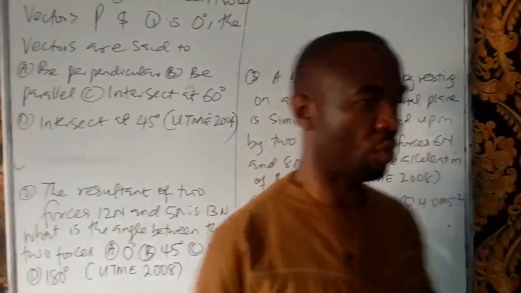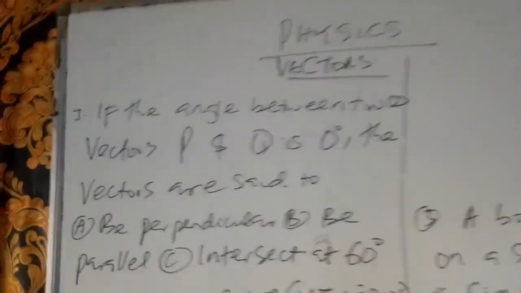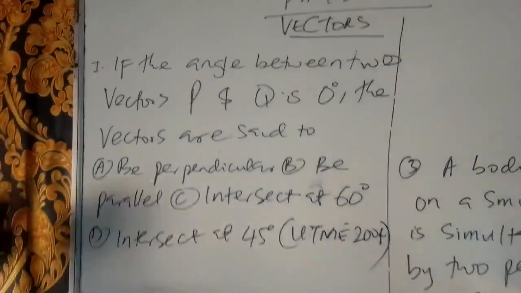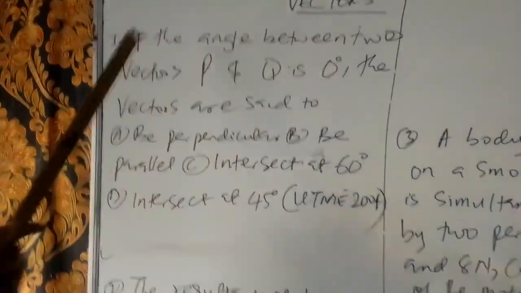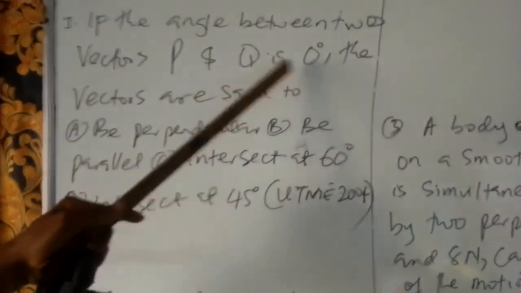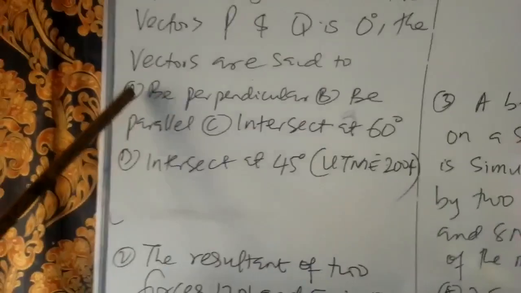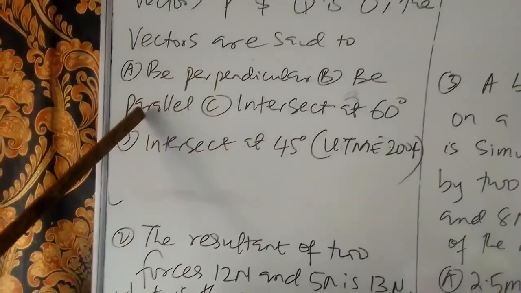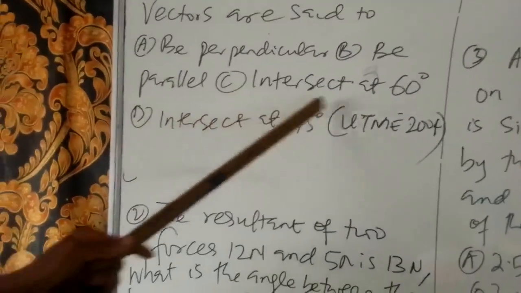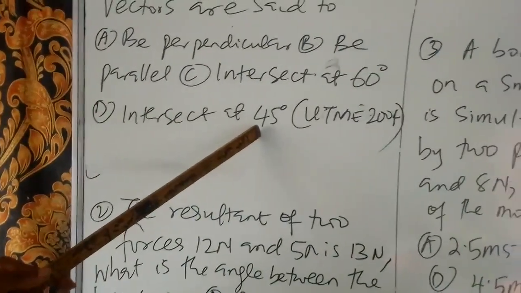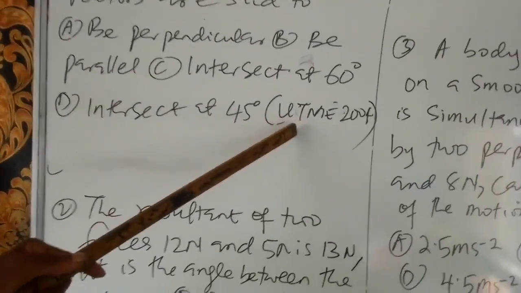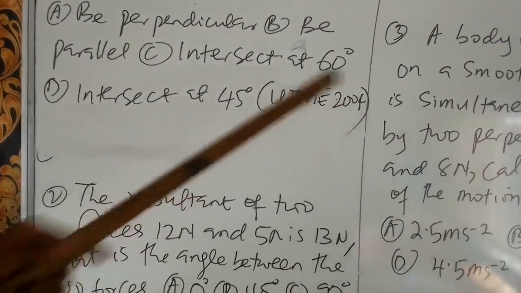So let's go straight to the questions. The first question says, if the angle between two vectors P and Q is 0 degrees, the vectors are said to be: option A, perpendicular; option B, parallel; option C, intersect at 60 degrees; option D, intersect at 45 degrees. This is the University Tertiary Matriculation Examination 2004.